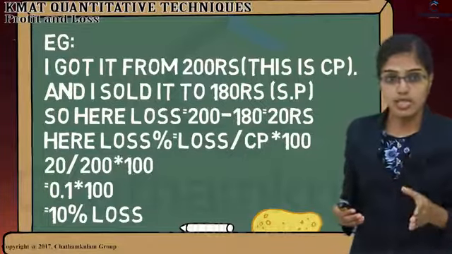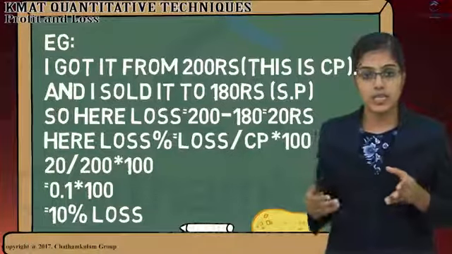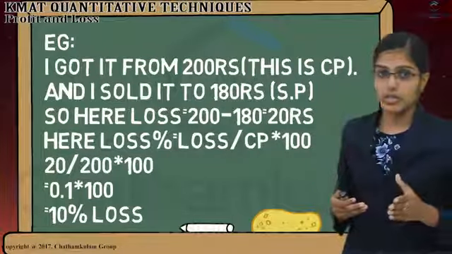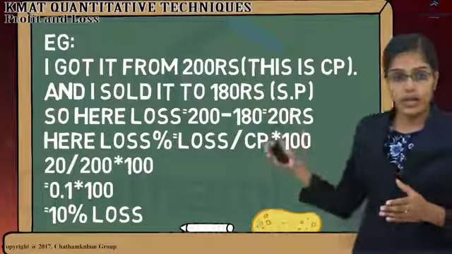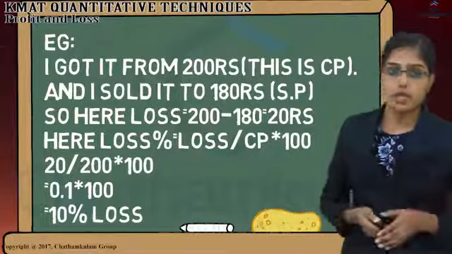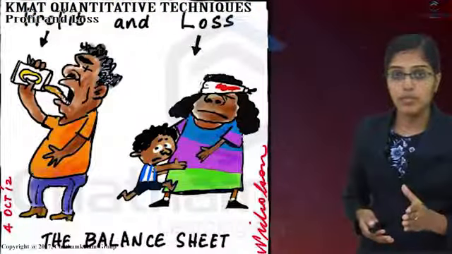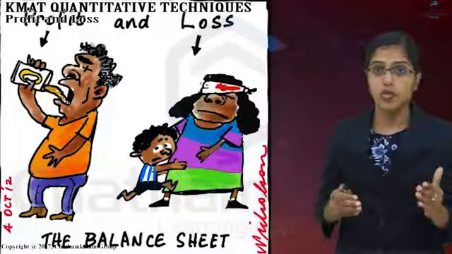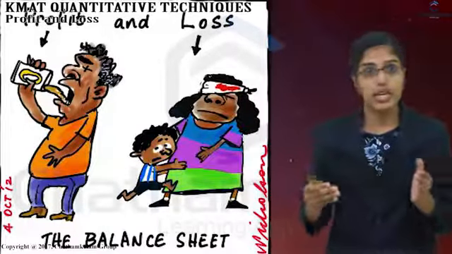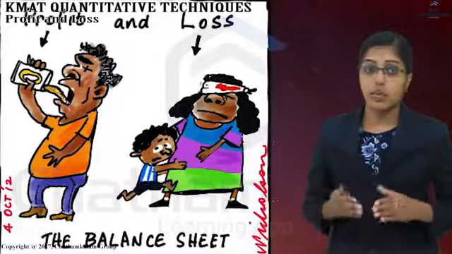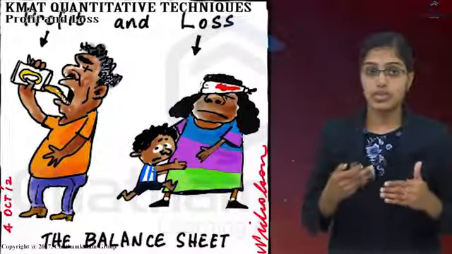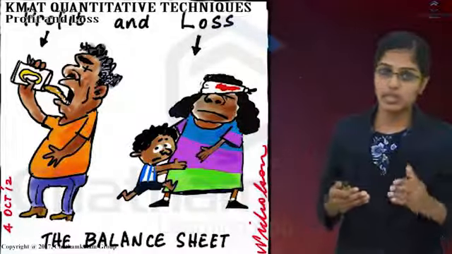Here loss percentage is equal to loss by CP into 100, that is 20 by 200 into 100, so that is equal to 0.1 into 100, that is 10% loss. And in these problems, we will say we sold a bar soap for 180 rupees and incurred a loss of 10%. So at what price did I buy my soap? So they will give you 180 rupees at 10% loss.